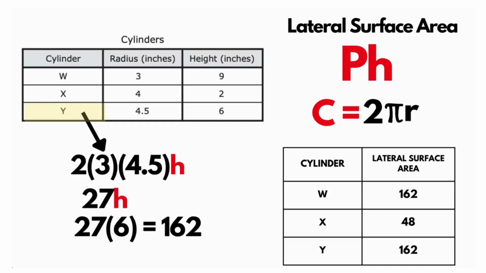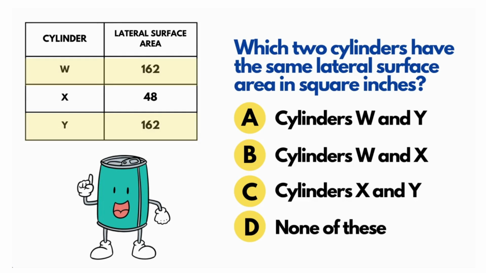Let's go back to our question. Which 2 cylinders have the same lateral surface area in square inches? We're looking at our table. We're going to highlight them. W and Y are the 2 that have the same lateral surface area. So our answer is A, cylinders W and Y.